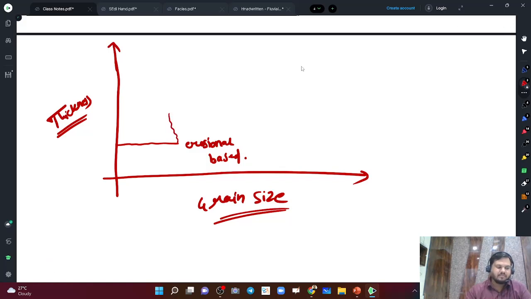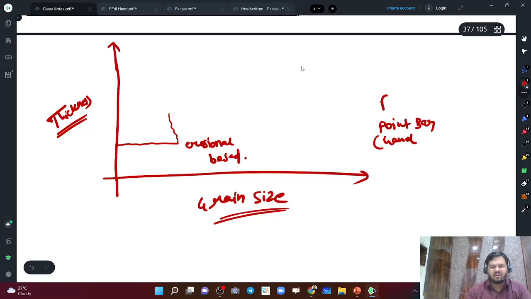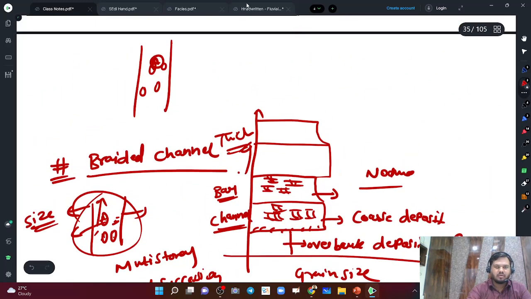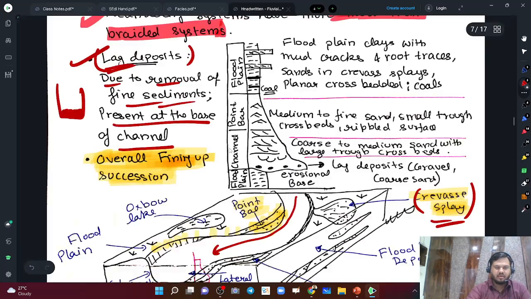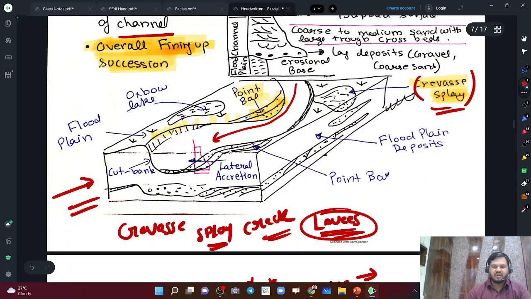Above them you will get point bar, right? Firstly you have channel. What else do you have? Point bar also. And apart from point bar, what are you getting? Floodplain, right? This is what you are getting in this diagram. You are getting channel, you are getting point bar, and then here there is floodplain. This is all floodplain basically.